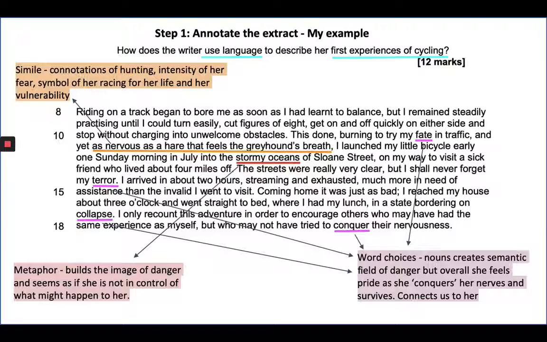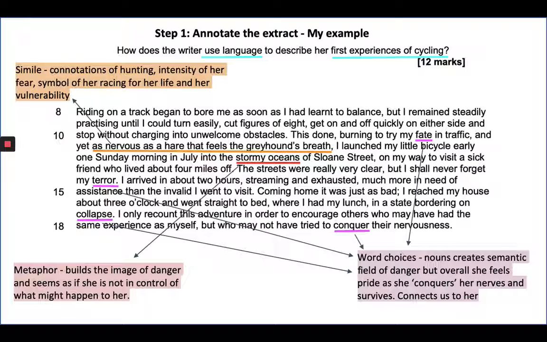Then again, we have a metaphor, but I've not just chosen it to show off to the examiner and spot that I can select language features. I've talked about the effect. The street is described as a stormy ocean, which builds the image of danger. Now this is where you could develop my response, which I've deliberately kept quite basic. You could build onto this. If you want to do this in your heads, pause the video now. If you want to hear verbally from me how you could build on this, keep listening.